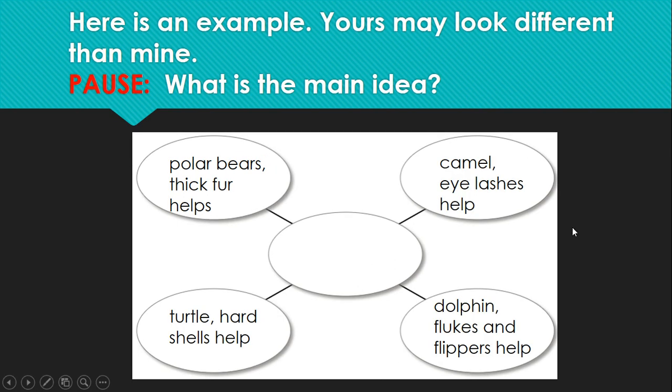Here is an example of the web. Yours may look different than mine. I wrote camel eyelashes help, dolphin flukes and flippers help, turtle hard shells help. Did you have any of the same ones as mine? Did you have any that are different? That's great, as long as it's information from the text.